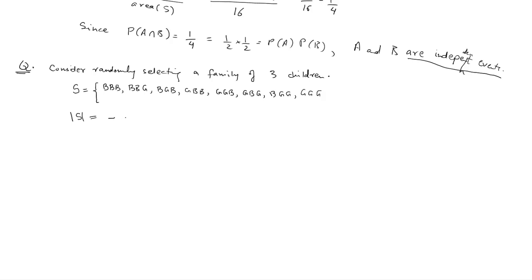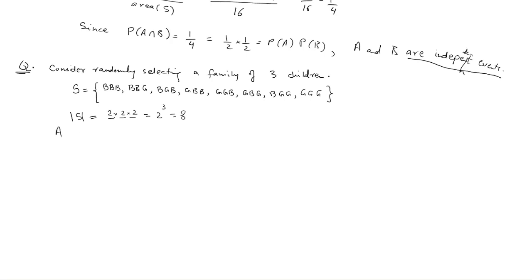Multiplication principle. You had 3 spaces to fill. Each space could have been filled in 2 ways. You could have boy or a girl. 2 multiplied by 2 multiplied by 2. So that's 2 to the power 3. That's 8. And you have all 8 outcomes in this set. So that's your sample space. Okay, great.